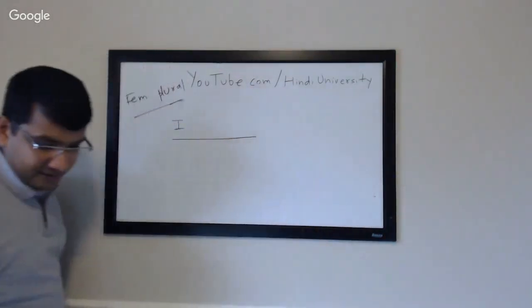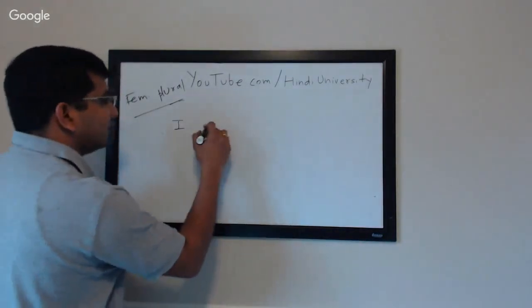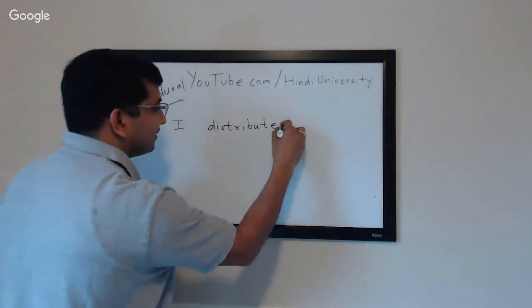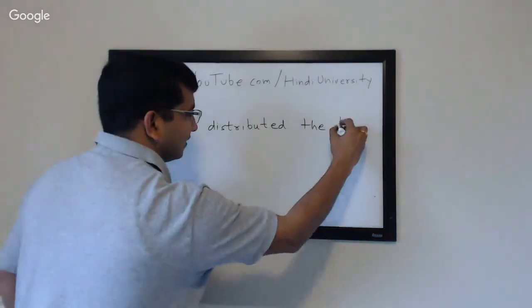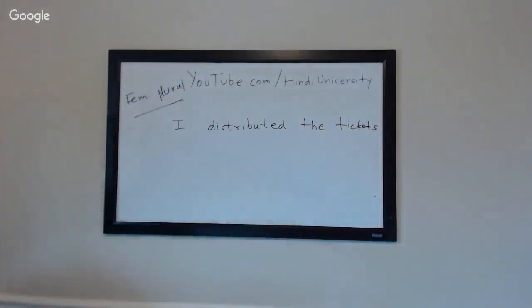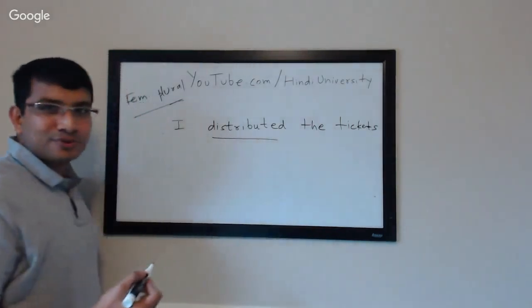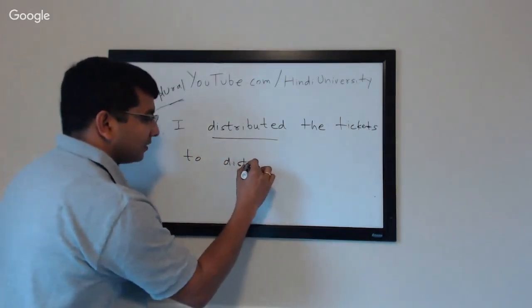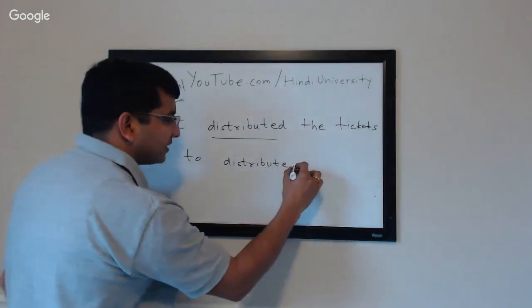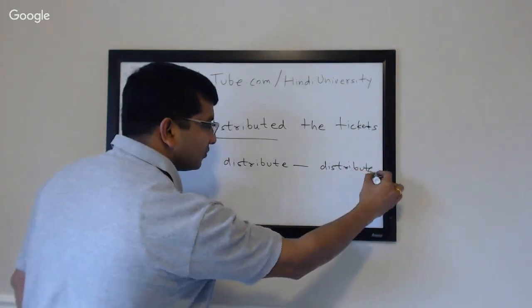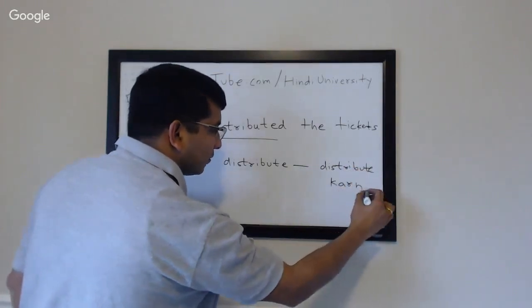I distributed the tickets. Let's say you have this last one. Complicated sentence, right? Initially it may intimidate you, but don't worry about it, because now you have the tools. You don't have to know the word for distribute. To distribute, you can say distribute karna. Okay, you can say that.